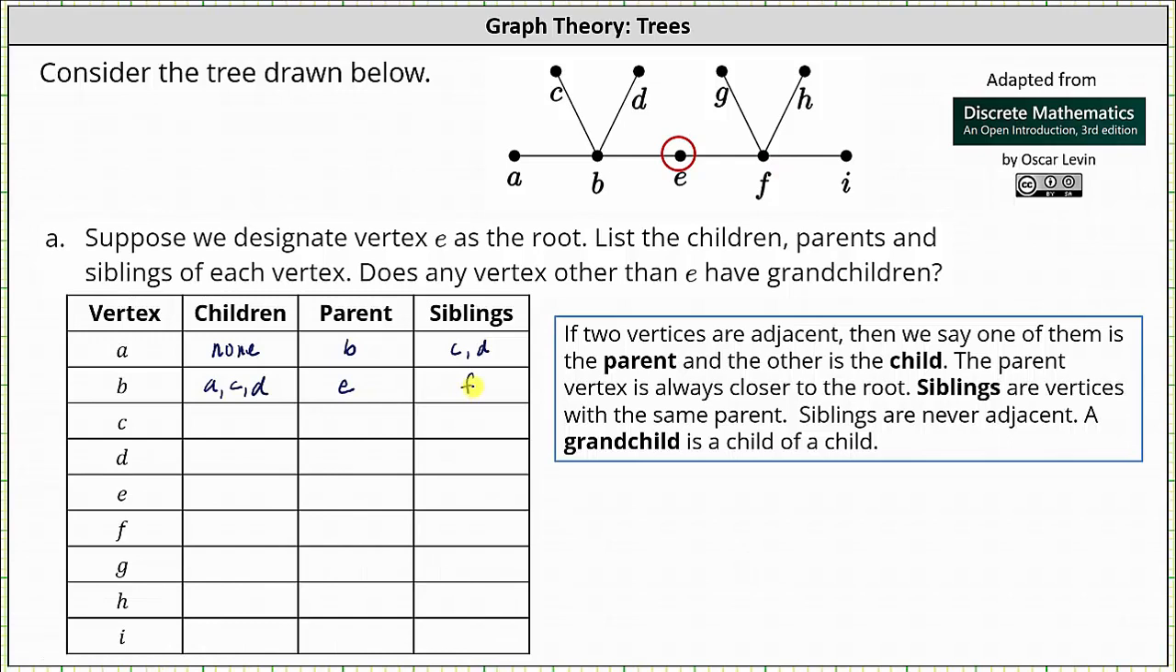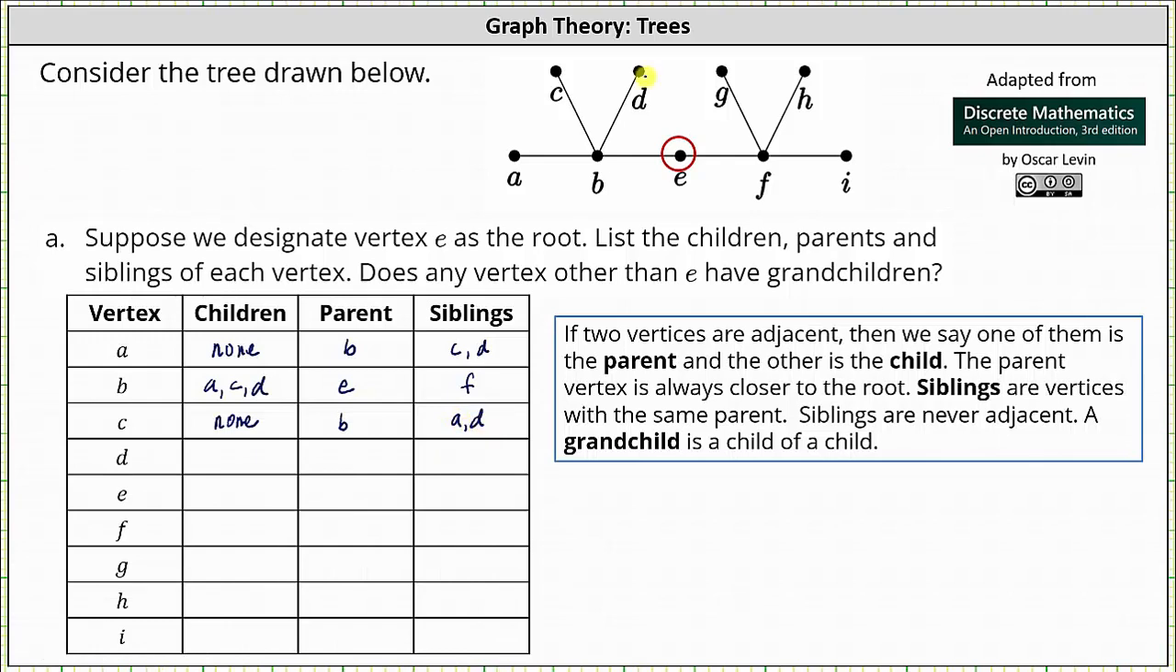Next we have vertex C. C has no children. The parent of C is vertex B. C and B are adjacent, but B is closer to the root. B is the parent of C. And we just said A, C, and D are all children of B. This indicates A and D are siblings of C, again because they share the same parent.